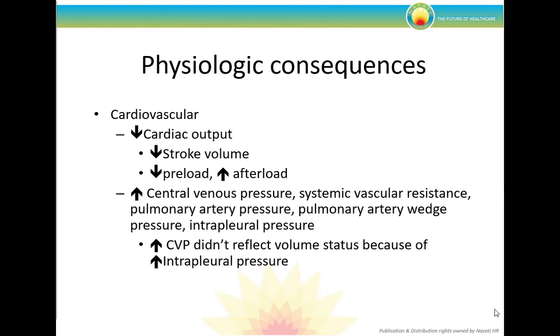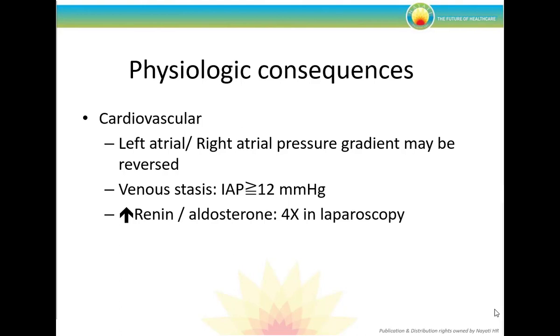Increased CVP doesn't reflect volume status because of intrapleural pressure, especially in patients who have got intra-abdominal hypertension. Increased CVP doesn't mean patient is volume overloaded. So left atrial to right atrial pressure gradient may be reversed. In patients who have got intra-abdominal hypertension, whenever the pressure goes more than 12, there will be venous stasis. All of this will lead to triggering of your renin-angiotensin aldosterone system, which is more common in patients with laparoscopy.